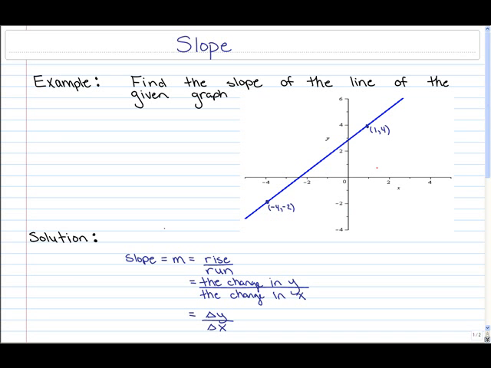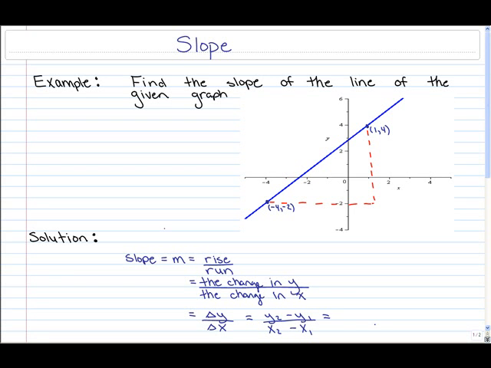Okay, so to determine the change in y, we would have to figure out this vertical distance here. Now to figure out that vertical distance, well, that would just be equal to y2 minus y1. Now the change in the x direction would just simply be right down here, where that would be equivalent to x2 minus x1.